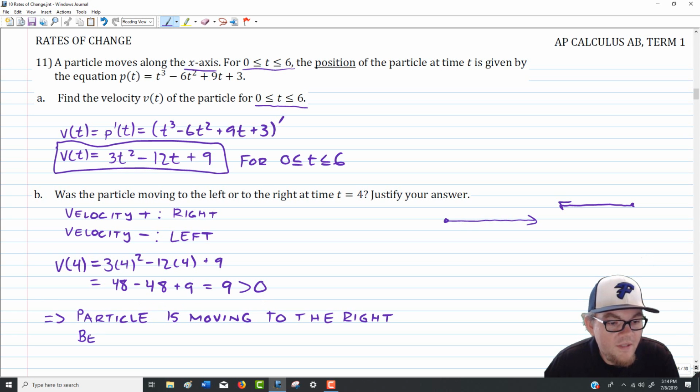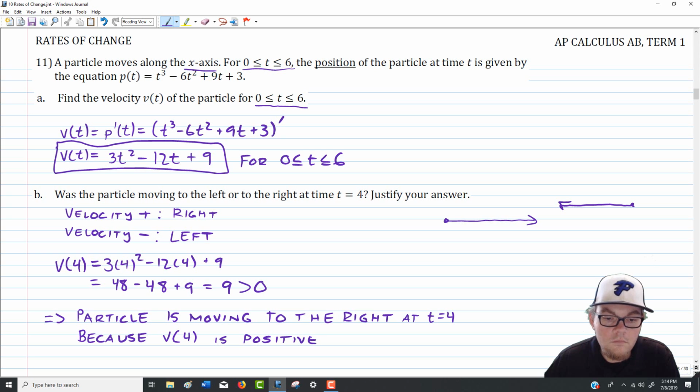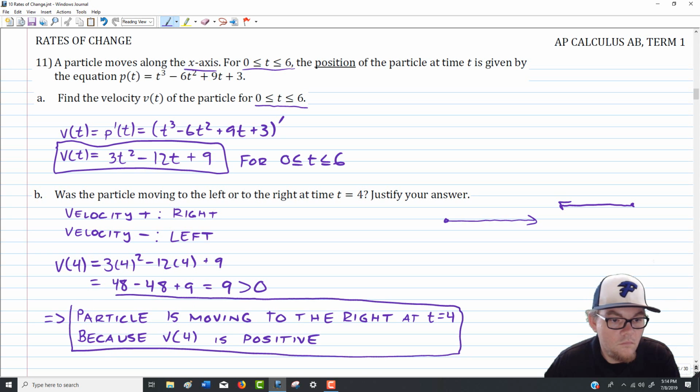And then to justify, our reasoning would be because, and I should even say right at t equals 4, be as specific as possible. The reason is because v of 4 is greater than 0, or you could say v of 4 is positive. Boom. And so there is our stuff, something helpful to keep in mind.